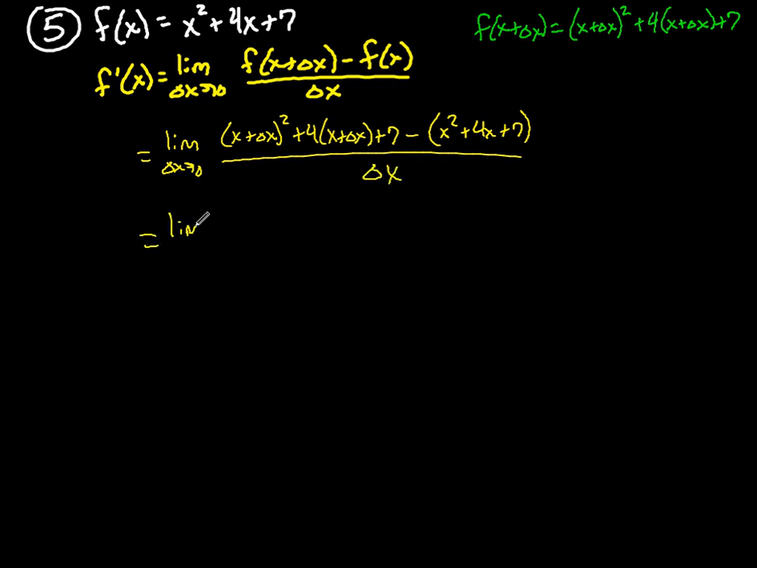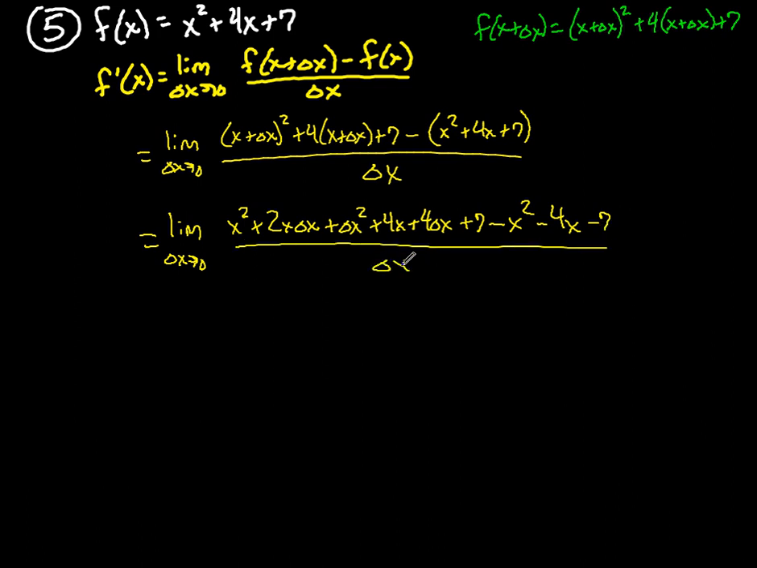From here, I'm just going to keep on simplifying as best I can. I'm going to expand this: x squared plus 2x delta x plus delta x squared. I'm going to distribute the 4 and get 4x plus 4 delta x. Now the plus 7, and now I'll distribute the negative as well: negative x squared, negative 4x, and negative 7. Again, all still over delta x. I should look for things to cancel out here. The x squared should go away, the 4x's go away, and the 7's go away.